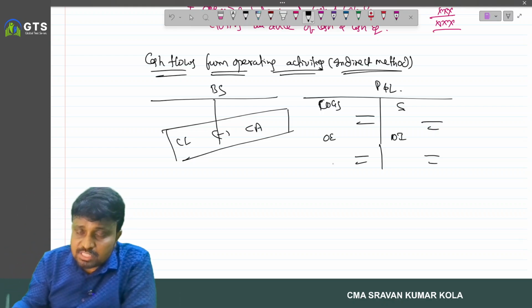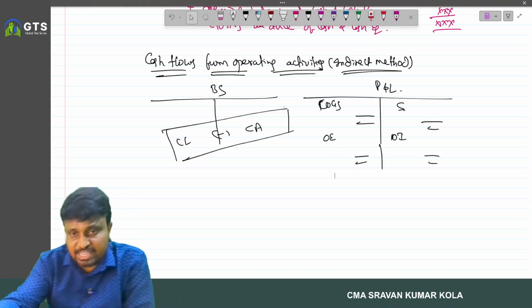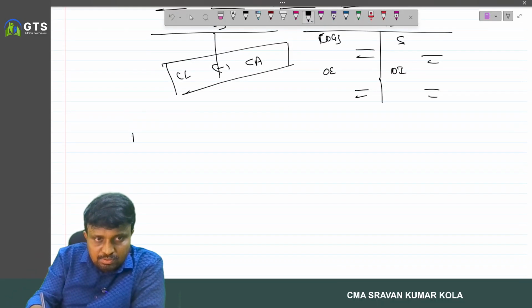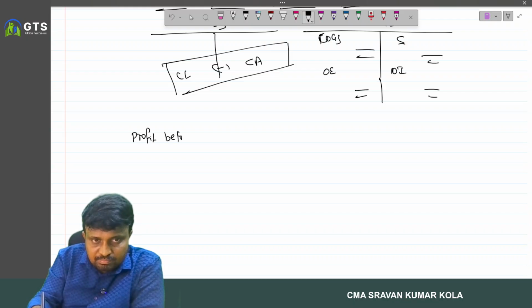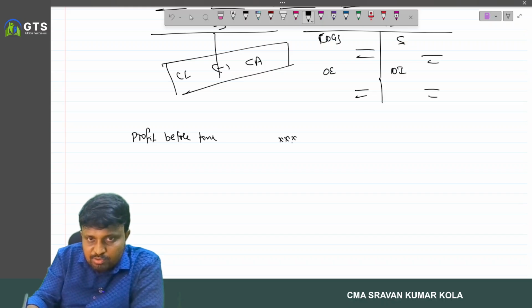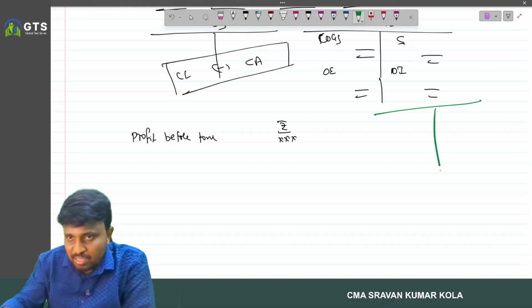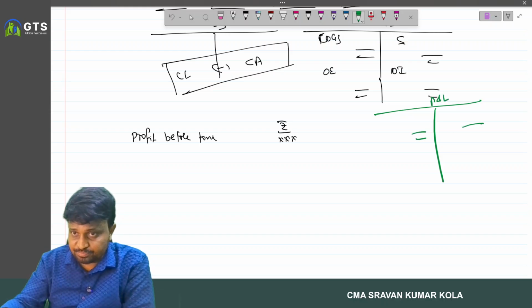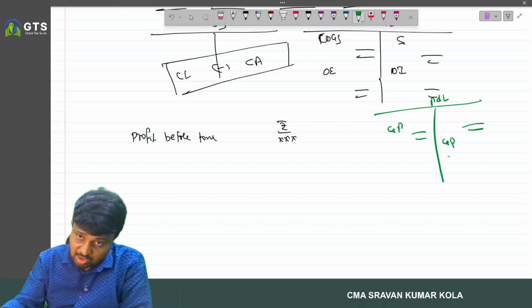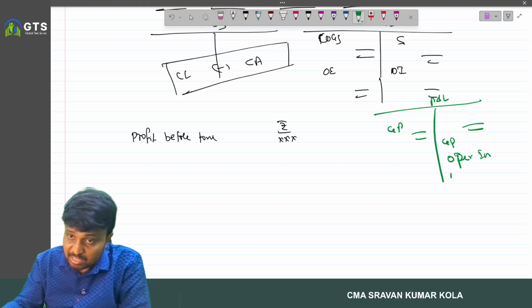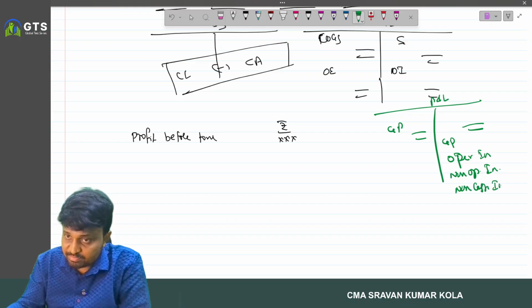But in the case of the indirect method, we start with what? Profit before tax. We start with profit before tax, and just assume the profit and loss statement. In the P&L statement, we have the gross profit here. And in this case, we have operating income, non-operating income, and non-cash incomes also.